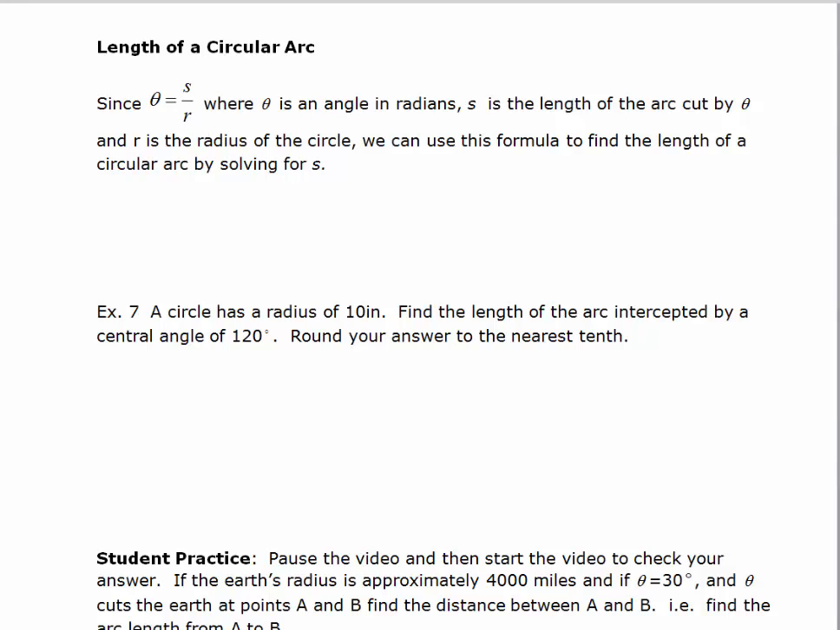So if I take my theta and set it equal to s over r, and multiply both sides by r, I get a new formula: the arc length is equal to the radius times theta. But we have to be really careful that theta has to be in radians. If it's not, your answer will not be correct.